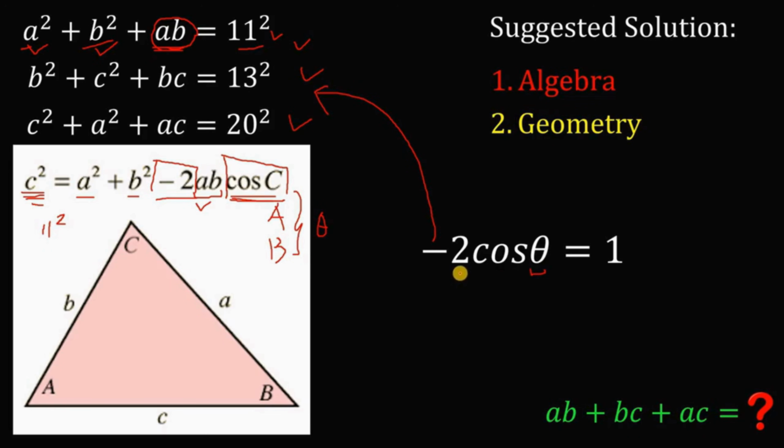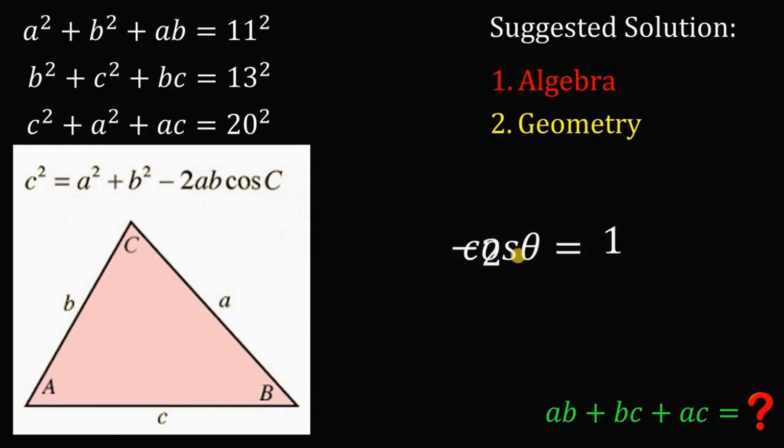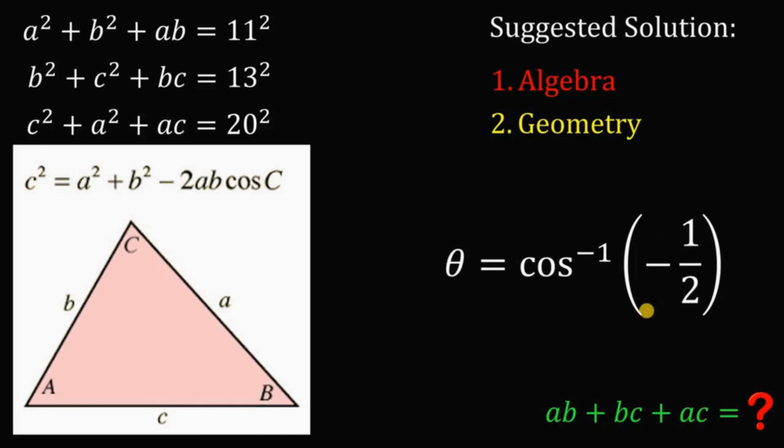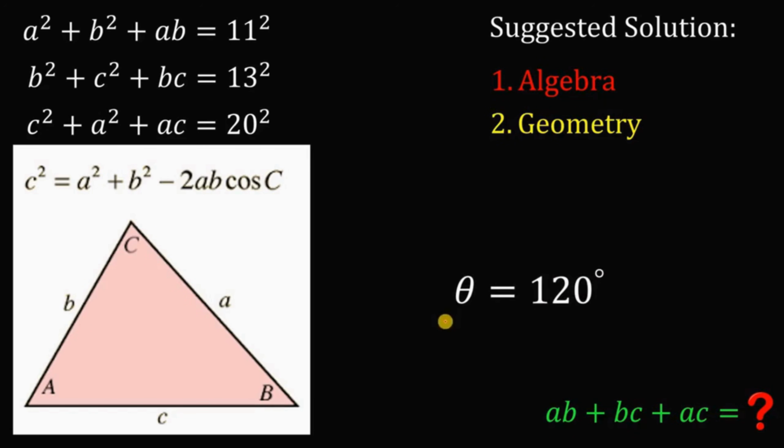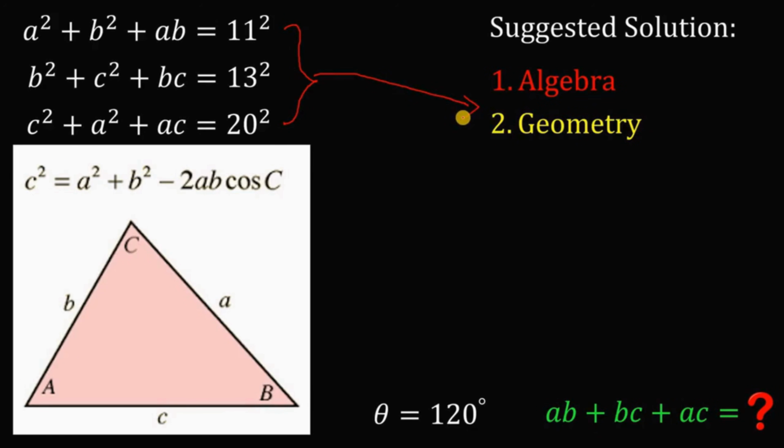Let's solve this. First, let's divide both sides by negative 2. So cosine of theta equals negative 1/2. Next, let's take the arc cosine on both sides. So theta equals arc cosine of negative 1/2. And arc cosine of negative 1/2, sure enough, gives us a value of 120 degrees. So the angle that we want must be equal to 120 degrees. Using this condition, we can now change this algebraic problem into a geometry problem.